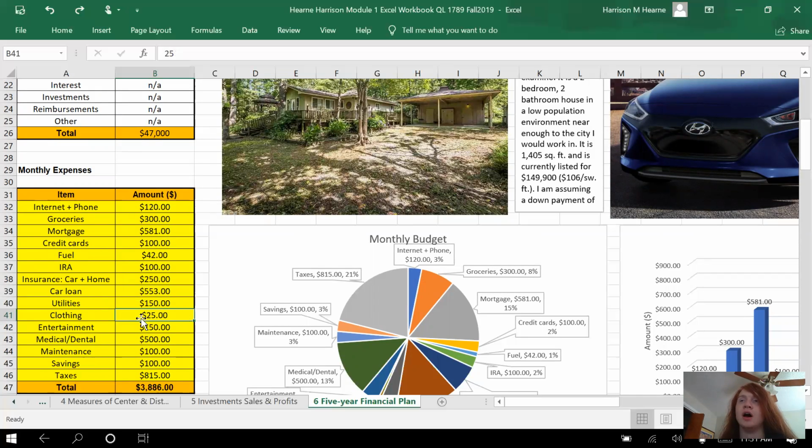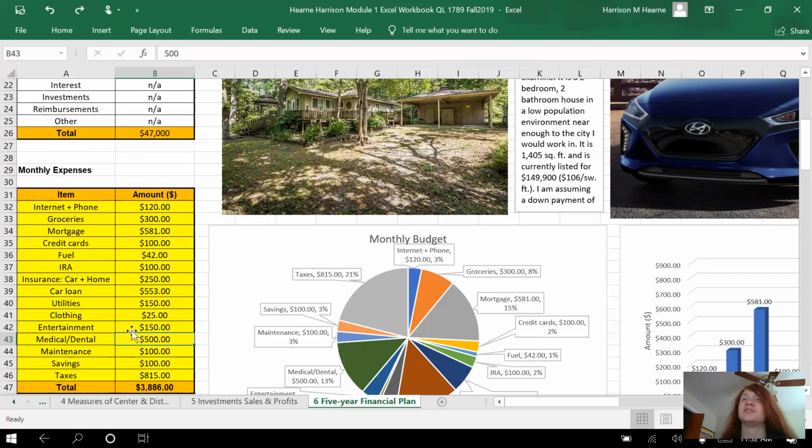Clothing, I very rarely buy clothing, so I just put it as a 25. That might not be completely accurate, but it's a rough estimation. $150 on entertainment. I don't spend a lot of money on entertainment. I can generally entertain myself pretty cheap.